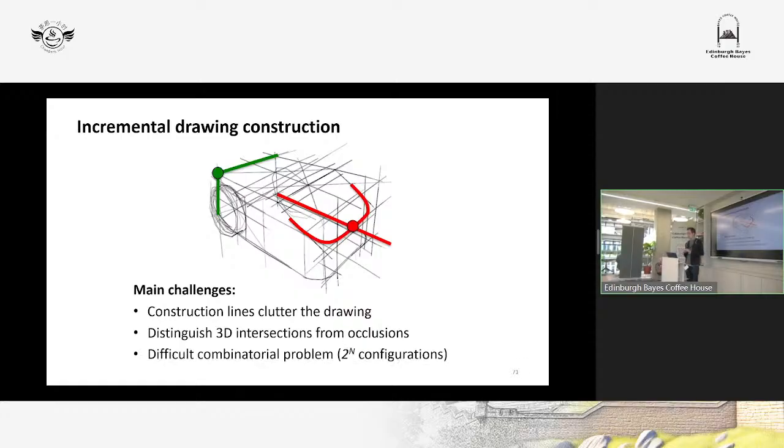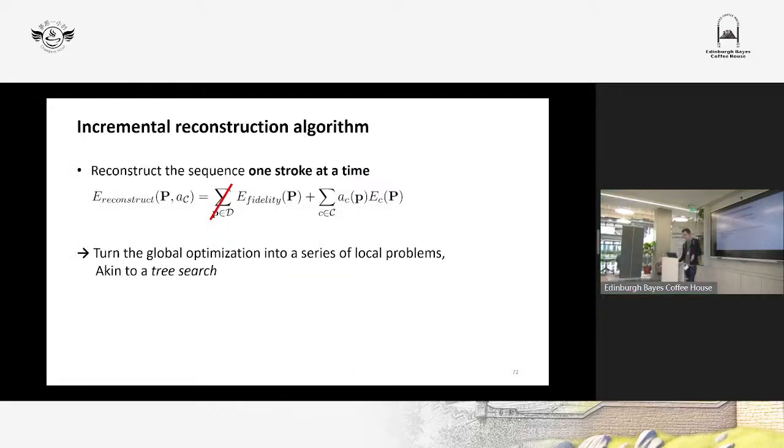Can we detect which intersection is real and which intersection is only due to occlusion? But it's a hard problem because if we naively look at every intersection and try the two options, we have a huge combinatorial space to explore. So to cope with this scalability issue, we propose an incremental algorithm. Instead of trying to reconstruct all strokes at a time, we progress through the drawing sequence and we reconstruct one stroke at a time using what's been reconstructed so far.